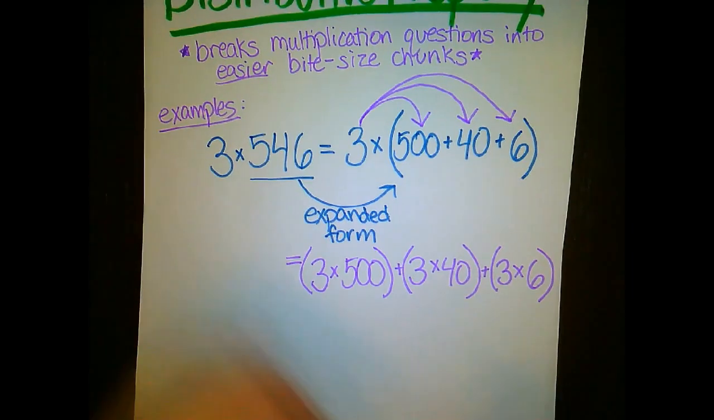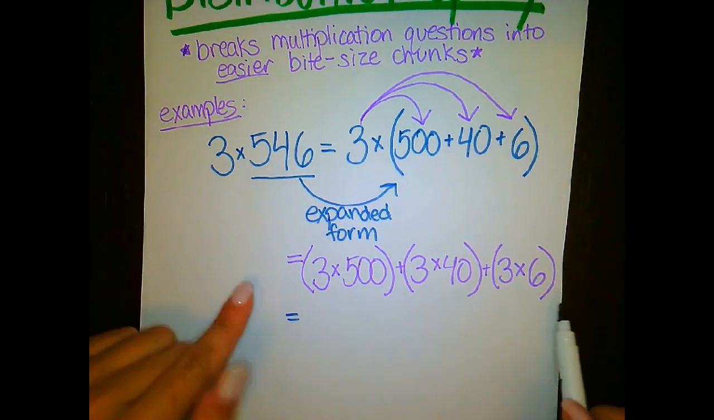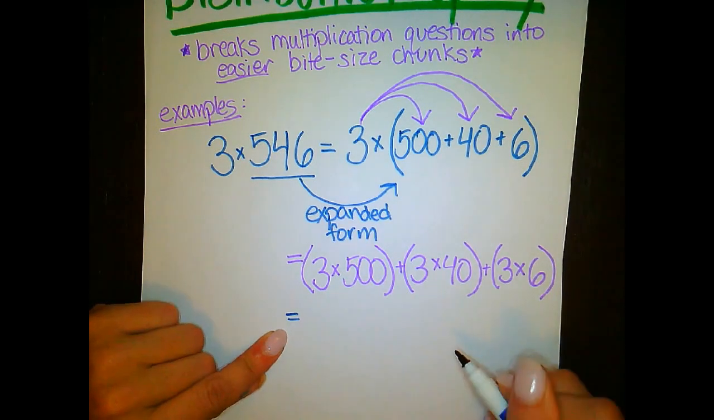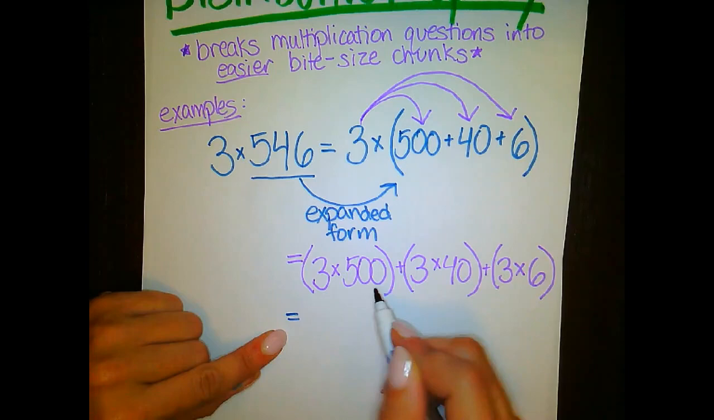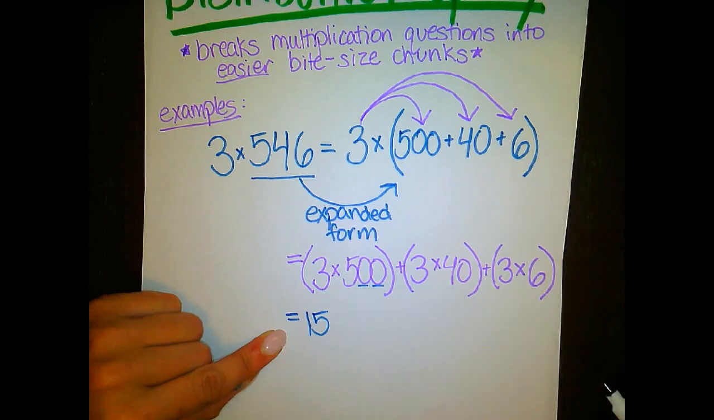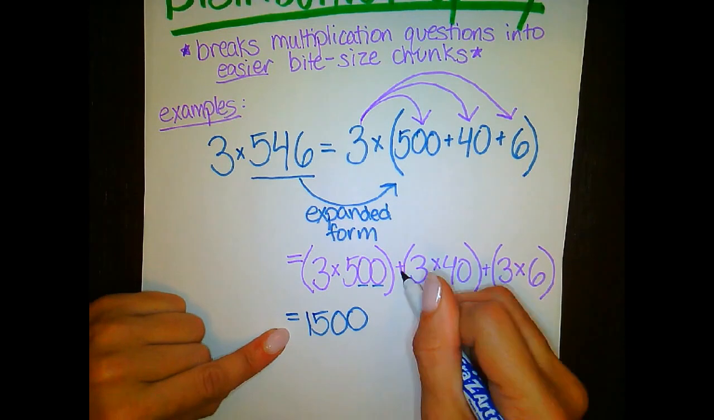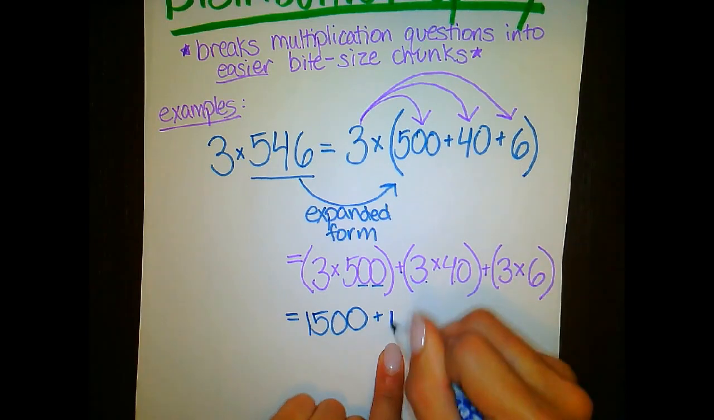So once we have distributed the 3 and multiplied them, and set them up as an expression, then we multiply them. So now we are going to do 3 times 500. Well, we learned last week a trick for our 10s and our 100s and our 1000s. First we do 3 times 5, that's 15. And then we count our zeros. 2 zeros in the question, so 2 zeros in the answer. So 1500 plus, now 3 times 40. I do 3 times 4, which is 12. 1 zero in the question, 1 zero in the answer. Plus 3 times 6, which is 18.